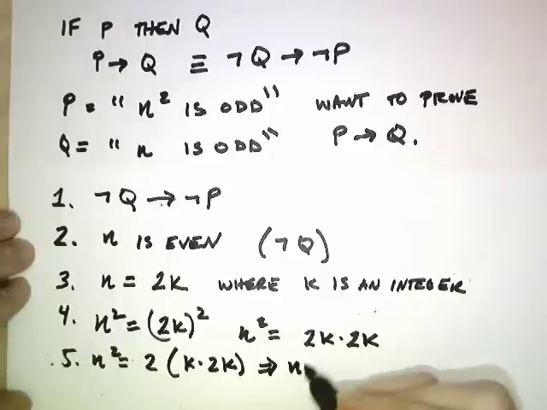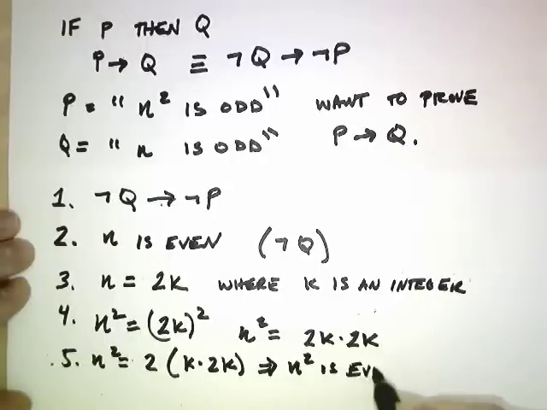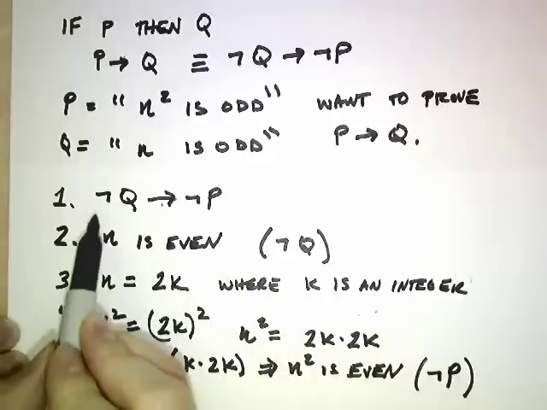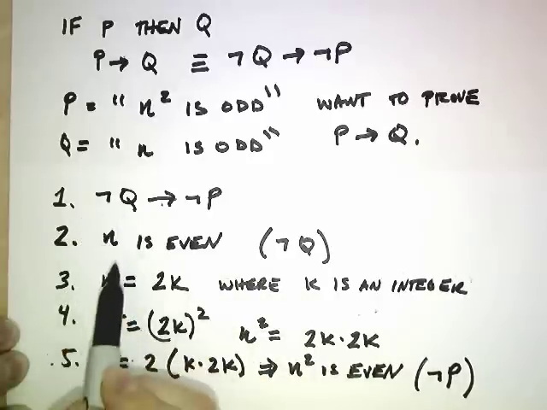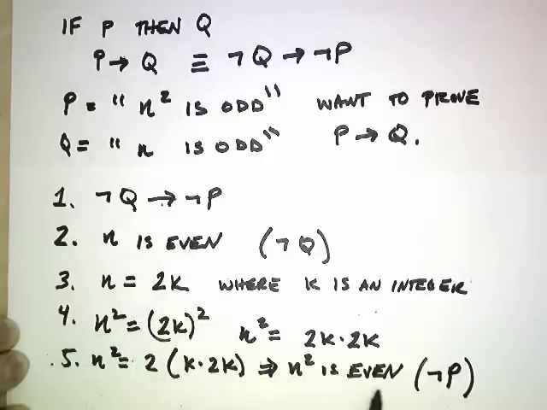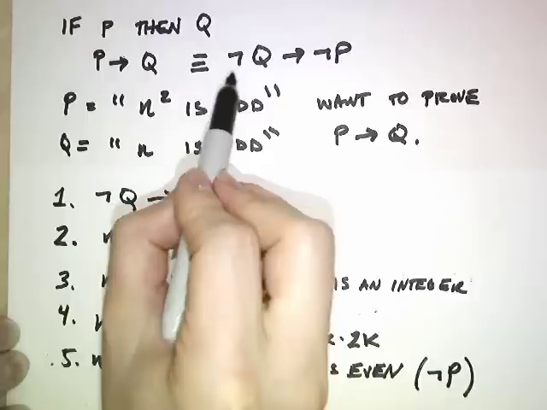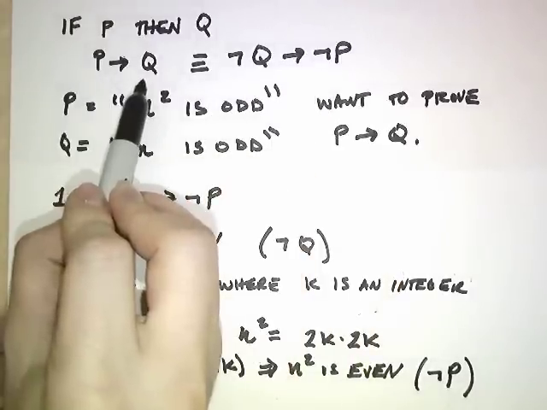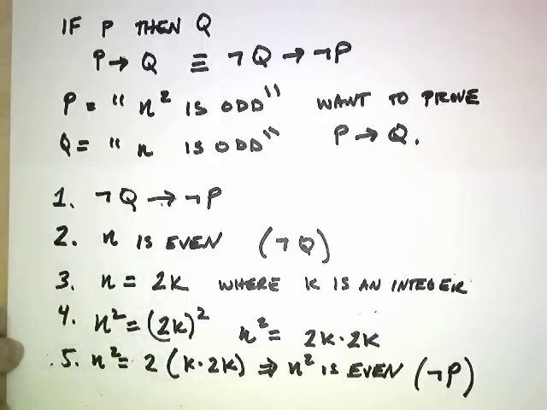This implies that n squared is even, and the statement n squared is even is exactly not P. Again, we started from not Q, namely n is even, and we concluded not P, namely n squared is even. So we've proved that not Q implies not P, and that's equivalent to proving P implies Q, which is what we originally wanted to prove. This is a classic example of a proof by contradiction.